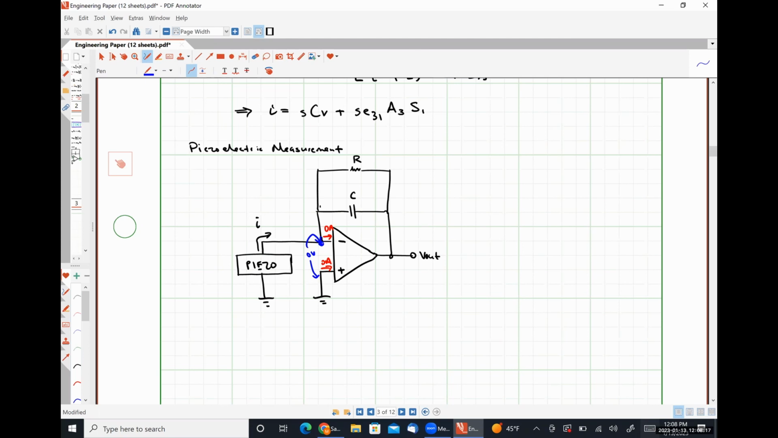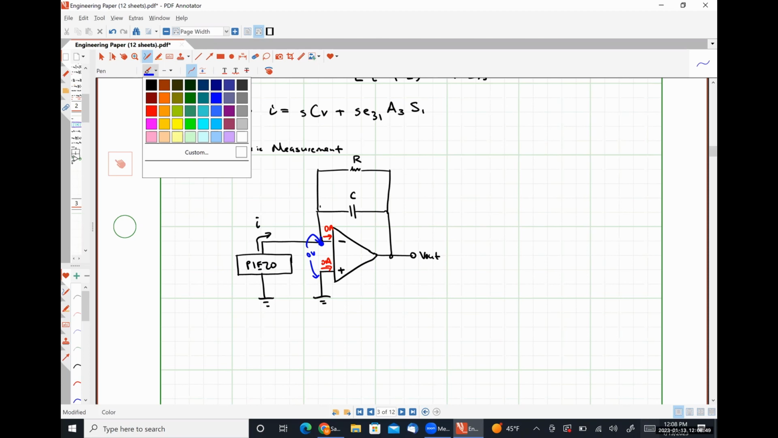So now that the op amp stuff is out of the way, let's talk about how this thing behaves. Effectively, that resistor in parallel with that capacitor converts the current that is output of the piezo material into a voltage, okay? So that's why it's a transimpedance amplifier. It converts current to voltage using impedance.